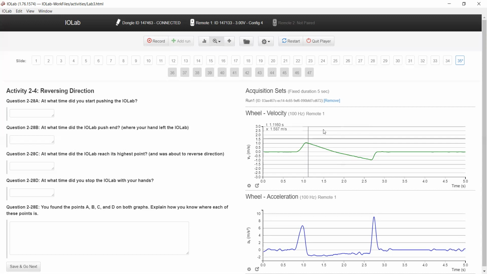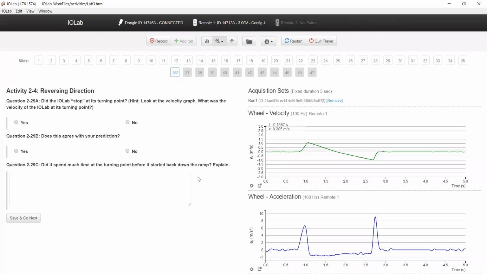So slowing, reversing direction was from this point to this one, other things was pushing and stopping. So go ahead, write your answers, click save and go next. Okay, after that in slide 36, reversing direction, the dial is stopped at its turning point.